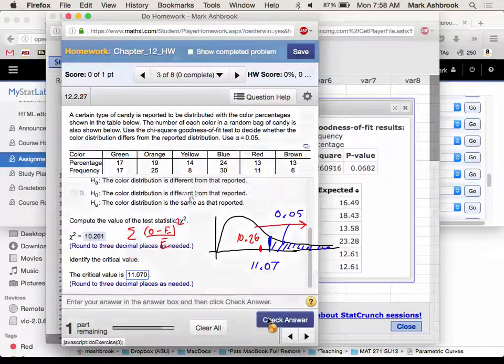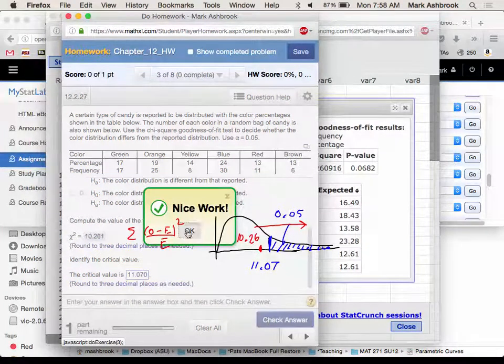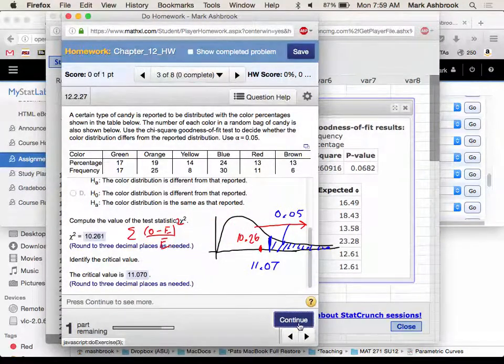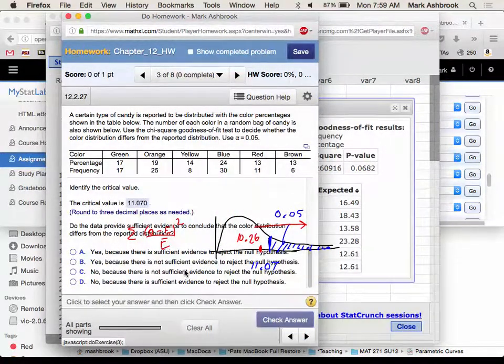Okay. Good. And conclusion. Do the data provide sufficient evidence to conclude that the distribution differs from what they want? Yes or no? No, right? We're in the non-reject region. This number is too small to say at the 5% significance level that there's evidence of them being different. So the answer is no, because there's not sufficient evidence.